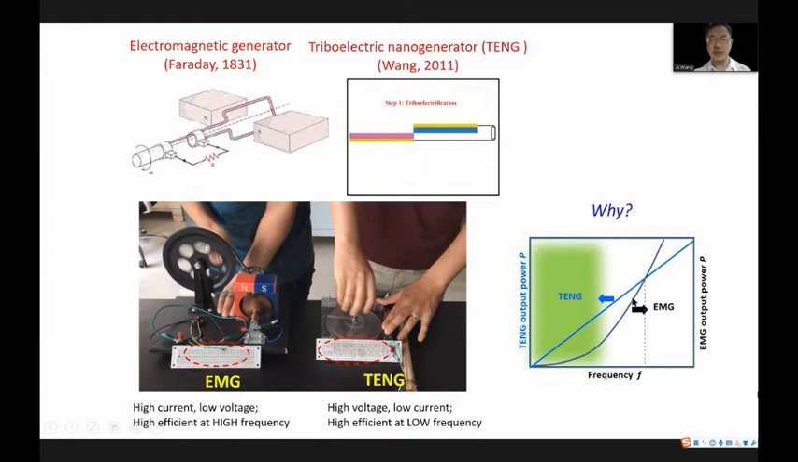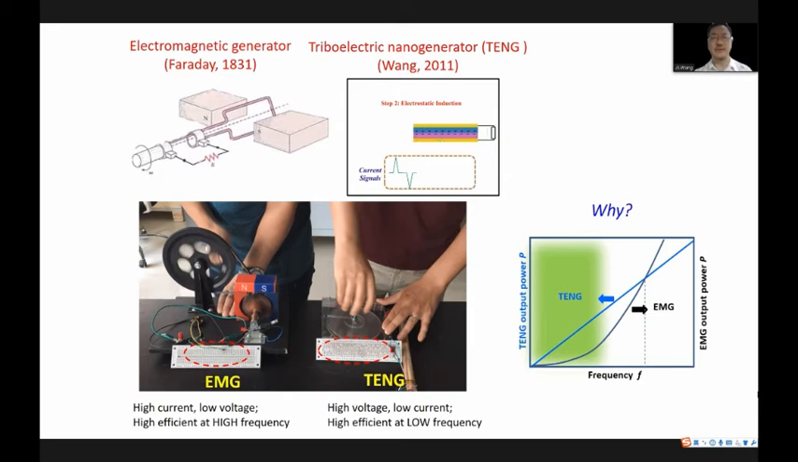See, this is the frequency dependence. At low frequency, the TENG output is a lot higher than the electromagnetic generator. So what is this low frequency? It is the frequency in our daily life. So TENG is a very powerful technology for harvesting irregular, low frequency, distributed energy at high efficiency.